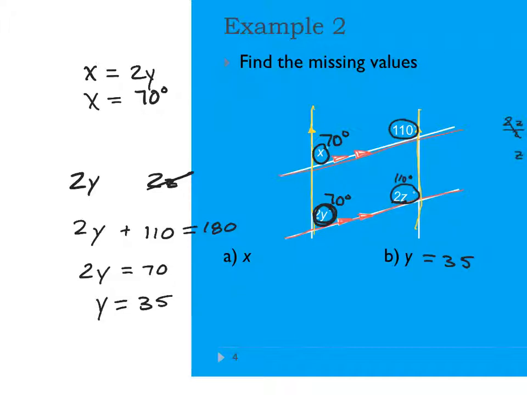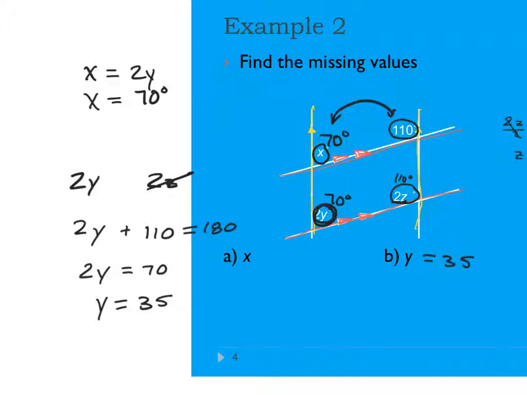Yes, ma'am? Our x and 110 are supplementary. Yep, these two, and it makes sense because look, 70 and 110 are 180. These two are same side interior angles. They equal 180 as well. If they don't, that means something's off.